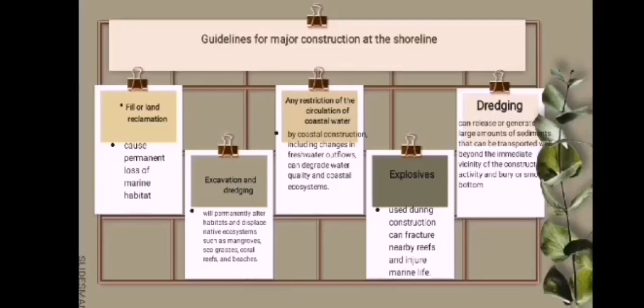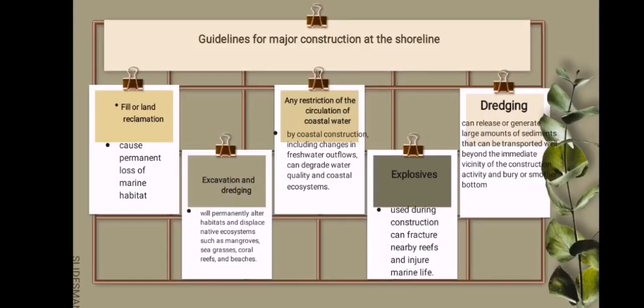Third, any restriction of the circulation of coastal water by coastal construction, including changes in the freshwater outflows, can degrade the water quality in the coastal ecosystem. The explosives used during construction can fracture nearby reefs and injure marine life. Dredging can generate large amounts of sediment that can be transported well beyond the immediate vicinity of the construction activity and bury or smother the bottom. These are very bad if construction of hotels near the shoreline cannot be guided.